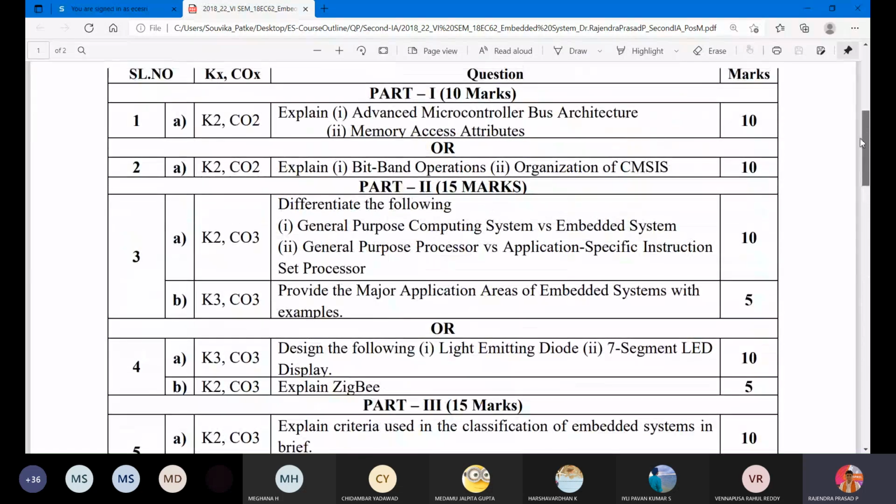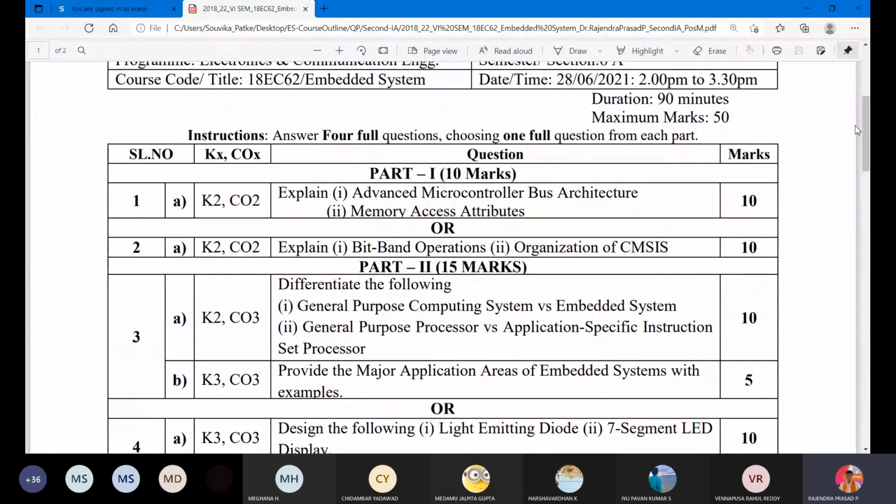So we'll go with the questions which were asked. From module 2 I had asked these two questions. They were 10 marks, a short notes type. So explain advanced microcontroller bus architecture, memory access attributes. Each of these subtopics will be 5 marks. And the second part, explain bitband operation or organization of CMSIS. It was also 5 marks.